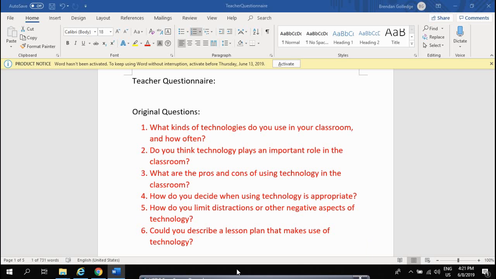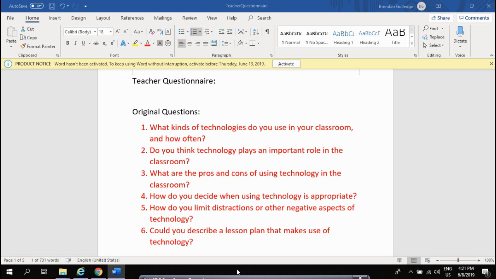Okay, to get on with the actual lesson. These are the questions I asked the teachers in their interviews. I will read them to you. What kinds of technologies do you use in your classroom and how often? Do you think technology plays an important role in the classroom? What are the pros and cons of using technology in the classroom?